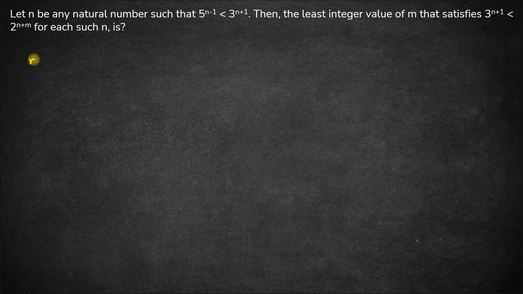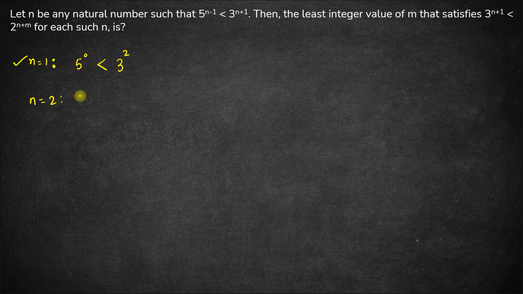So if we take n equals 1 in this case, generally we know a power of 5 should be greater than a power of 3 with the same power. But since here the powers are not the same, we'll have to check for which values of n this will be true. If we take n equals 1, this becomes 5 to the power 0 and this becomes 3 to the power 2. Obviously 3 squared is greater than 5 to the power 0. So n equals 1 is acceptable. n can only be a natural number, right? So this value n equals 1 is possible.